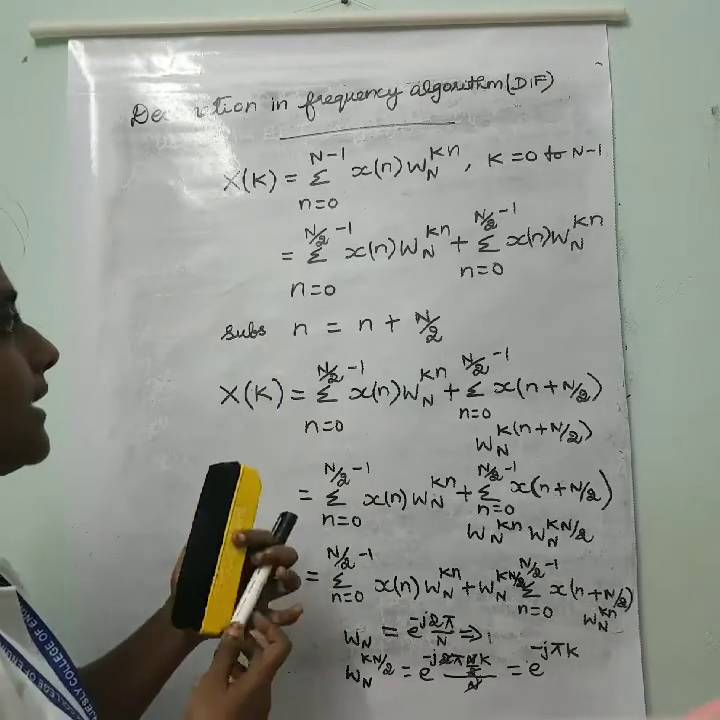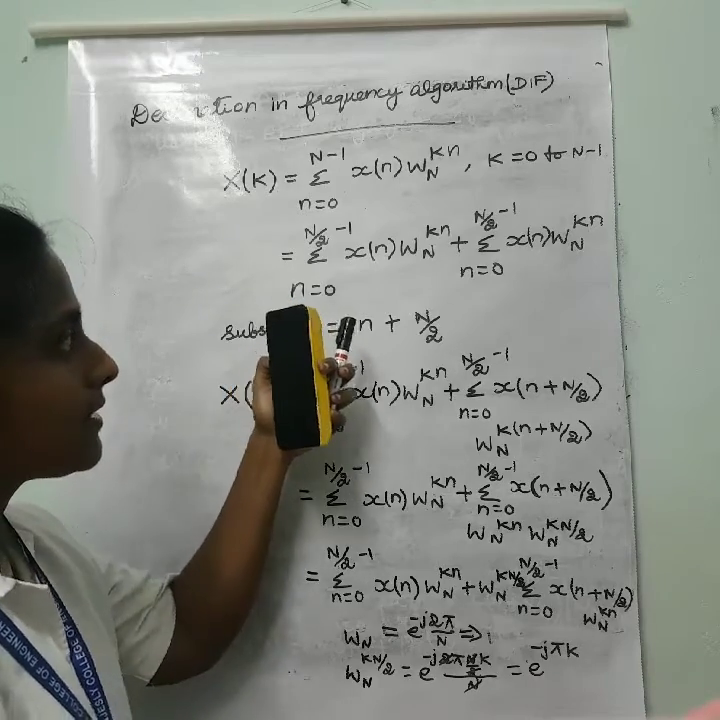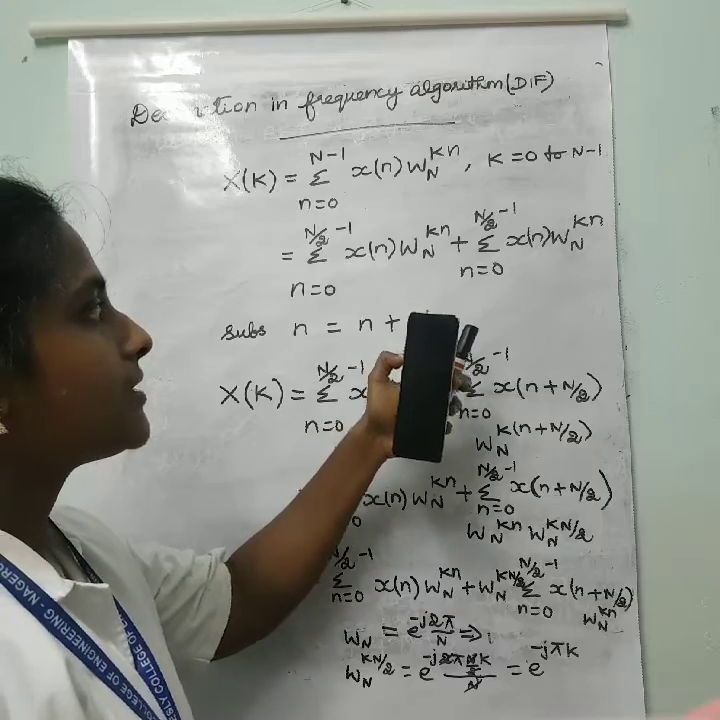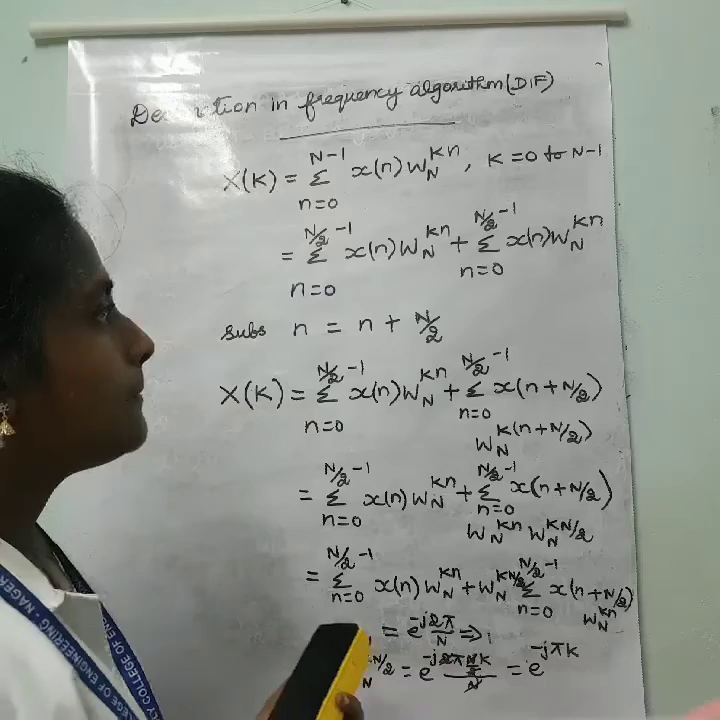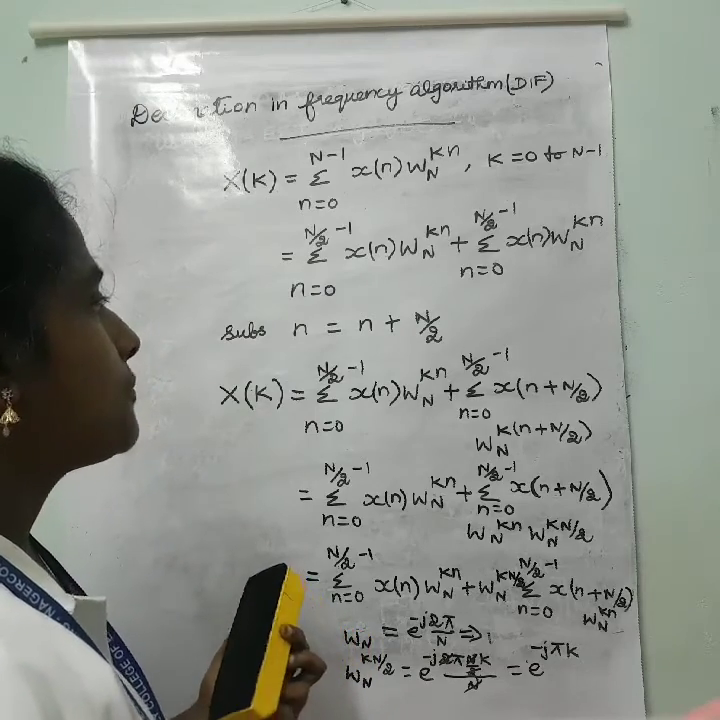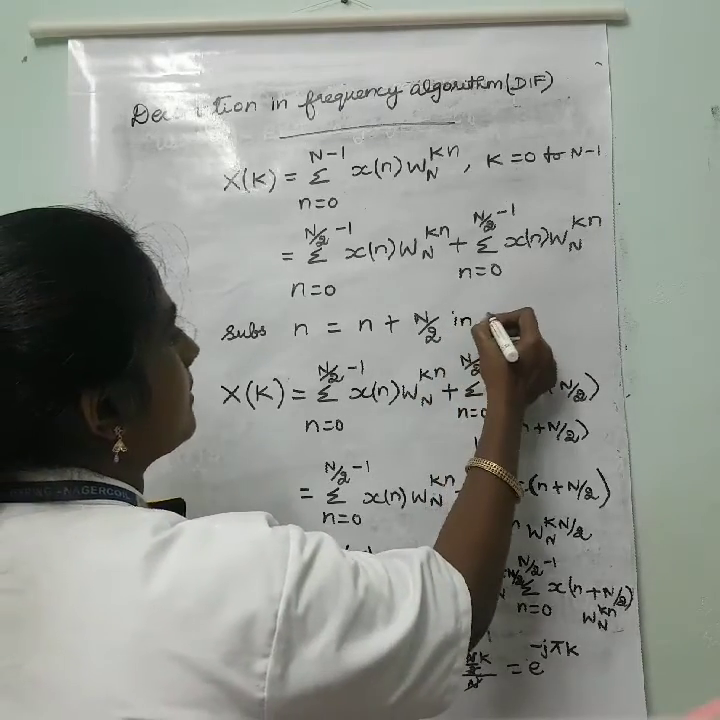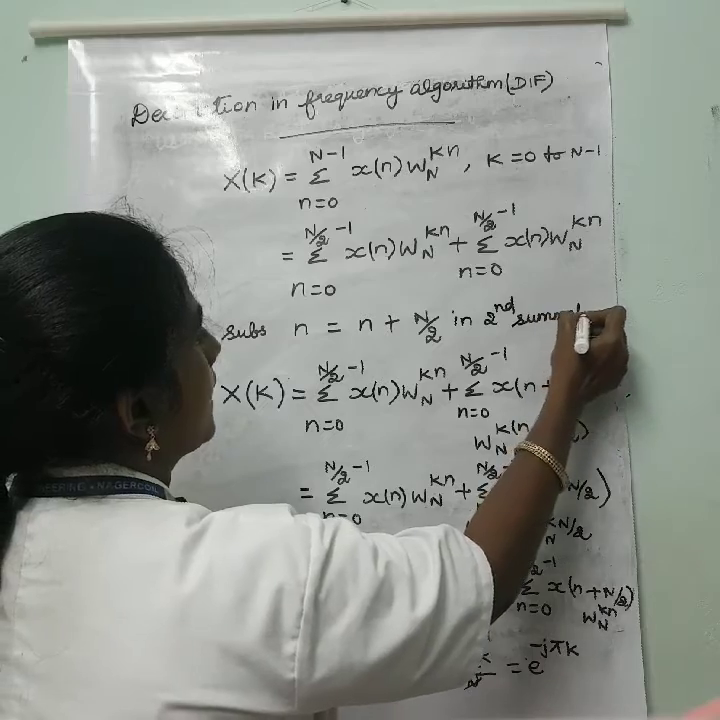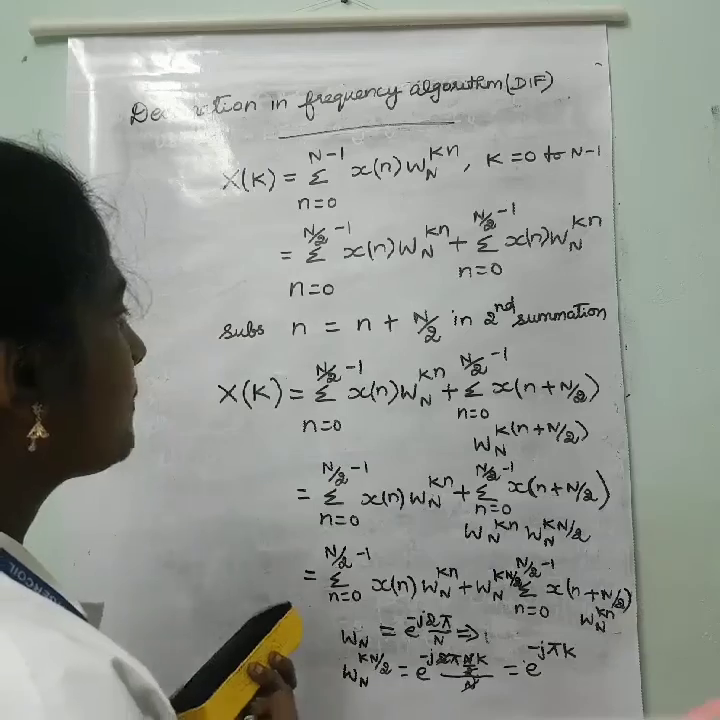Next, we can split this formula into two parts, that is summation n is equal to 0 to N by 2 minus 1 of x of n W_N power kn plus summation n is equal to N by 2 to N minus 1 of x of n W_N power kn. Next, in the second summation, substitute n is equal to n plus N by 2.